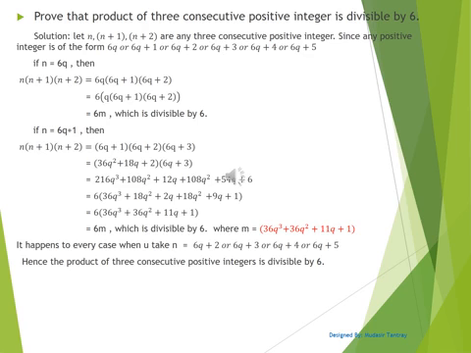It happens in every case when you take n is equal to 6q plus 2 or 6q plus 3 or 6q plus 4 or 6q plus 5. Hence, the product of three consecutive positive integers is divisible by 6.